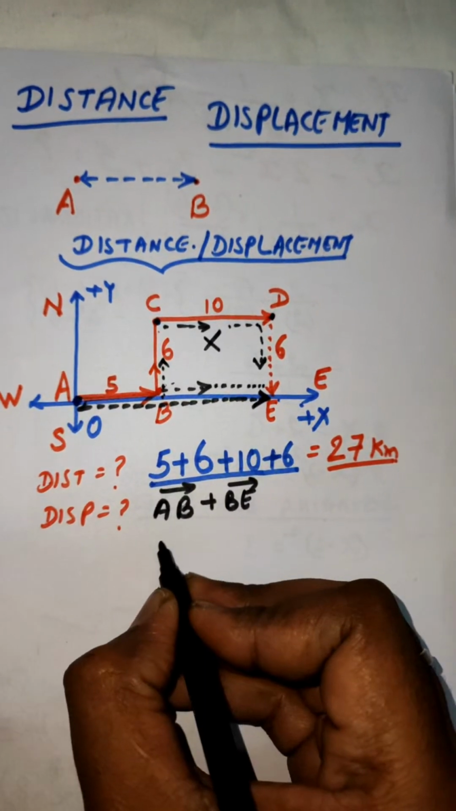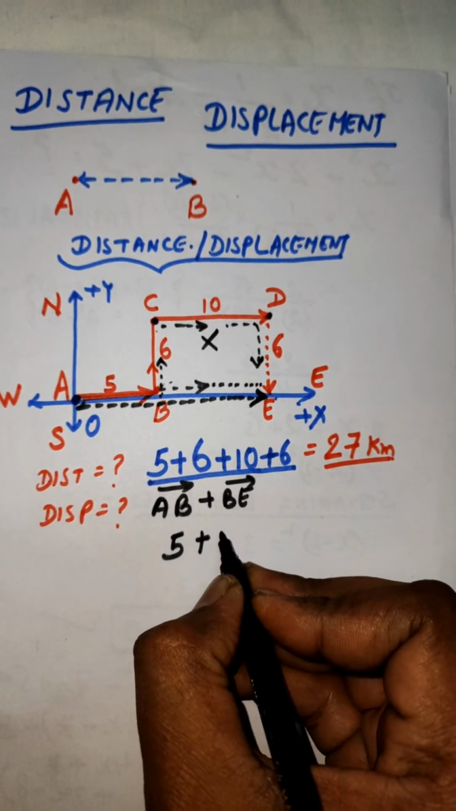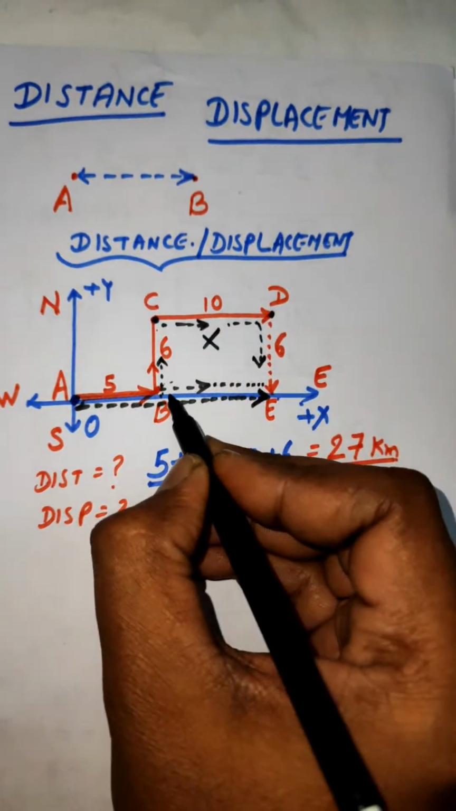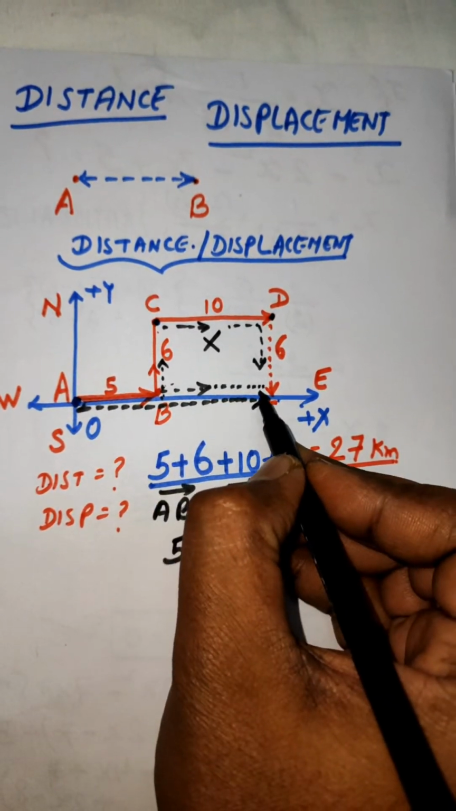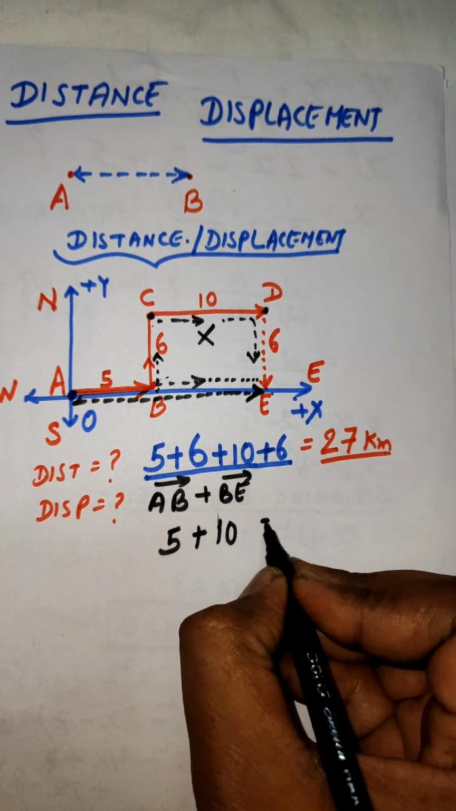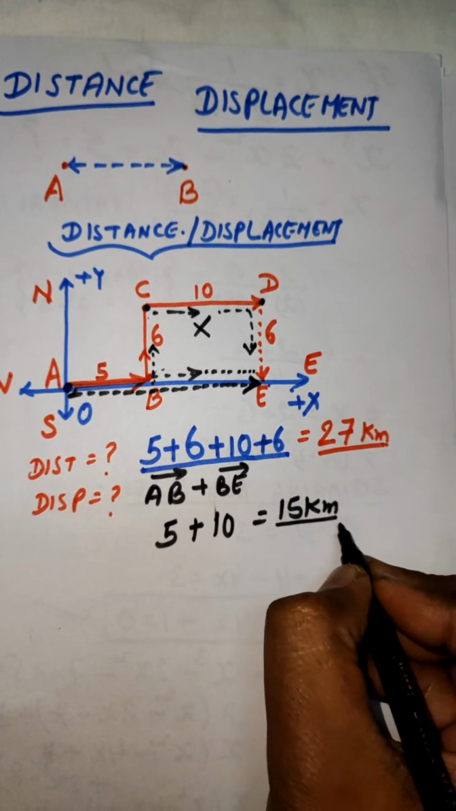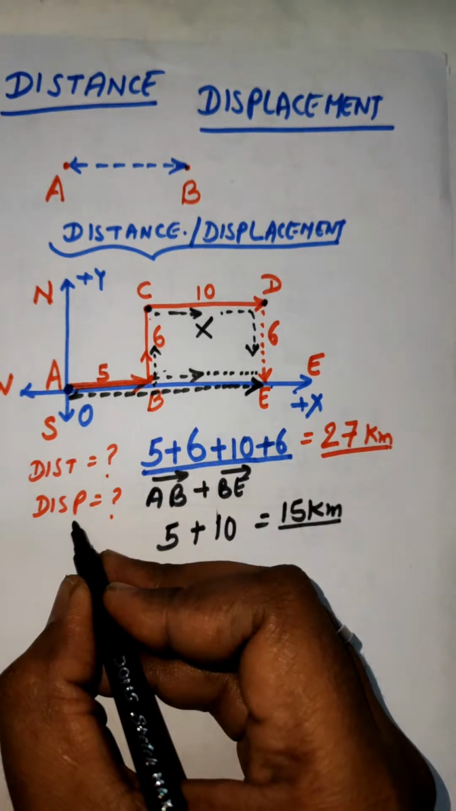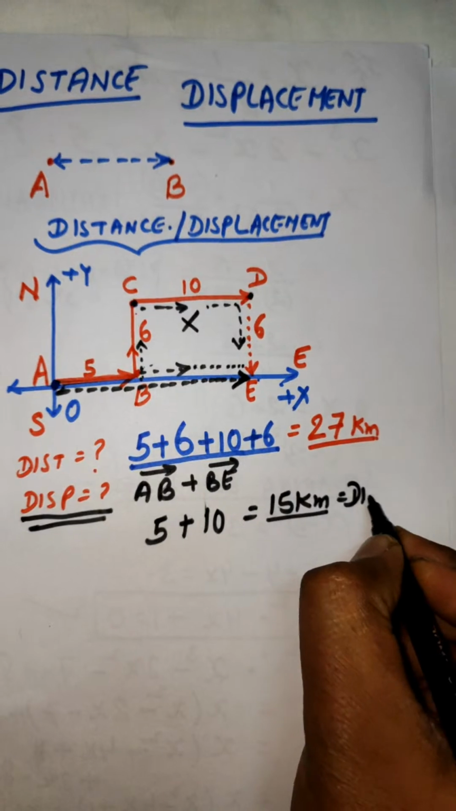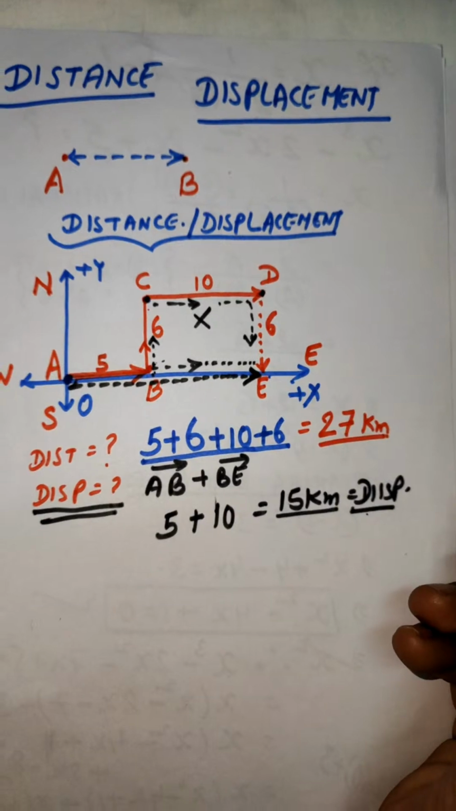AB plus BE. What is the value of AB? It's 5. And what is the value of BE? You can see, BCDE is a rectangle. So BE is equal to CD. So just add 10 into this. So 15 kilometer is the displacement. This is the displacement. This is our answer, right?